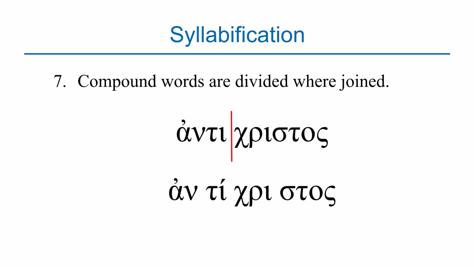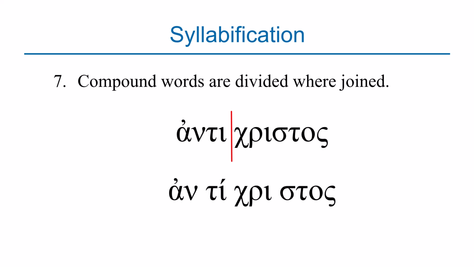And so when you're syllabifying a compound word, the first thing that you do is you split where the two words are joined. In this case, you have two words, anti and Christos. So you split between anti and Christos, between iota and chi. And that is not the end. After you split where they're joined, you now apply all the rules that you have learned, but use rule number 1 as a summary of all the rules.